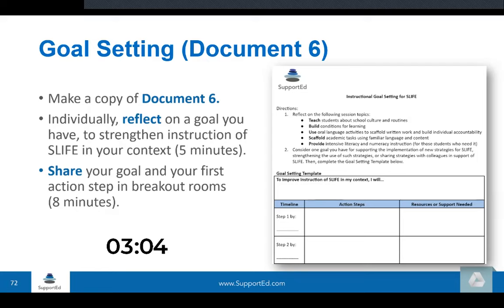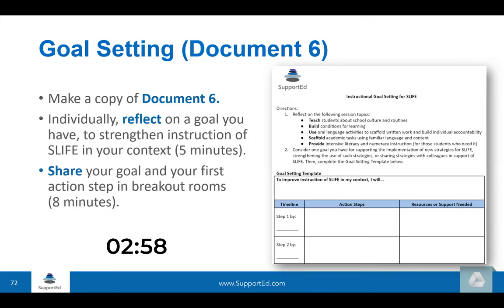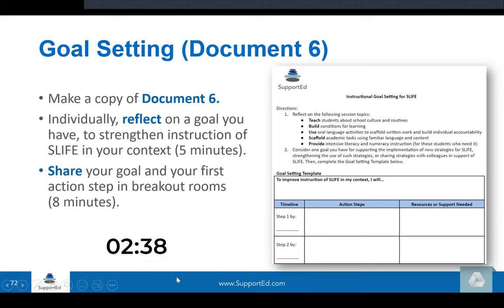And you don't have to fill in 5 steps. Maybe just think of 1 or 2. It is nearly 5 p.m. after all. Oh, our timer stopped again.